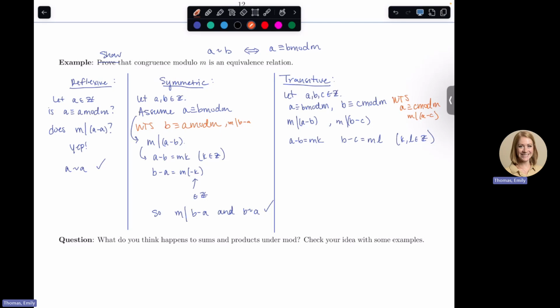How do we do this? Oh gosh. Yep. A is congruent to C mod M. Questions or comments or concerns? No?